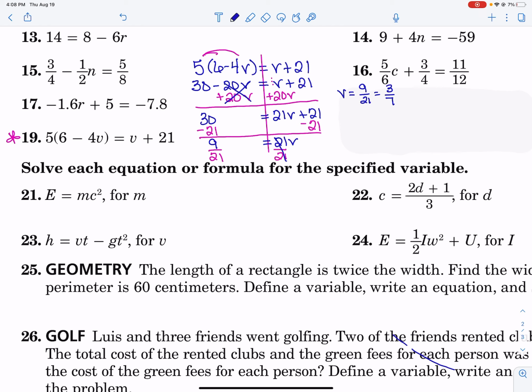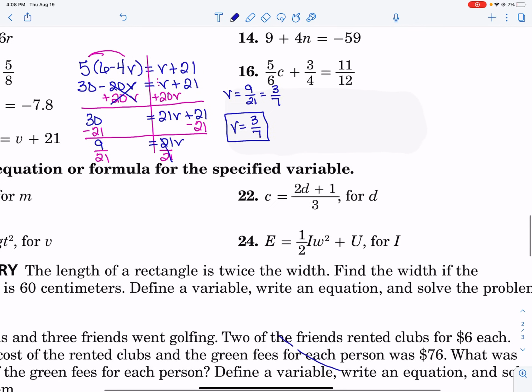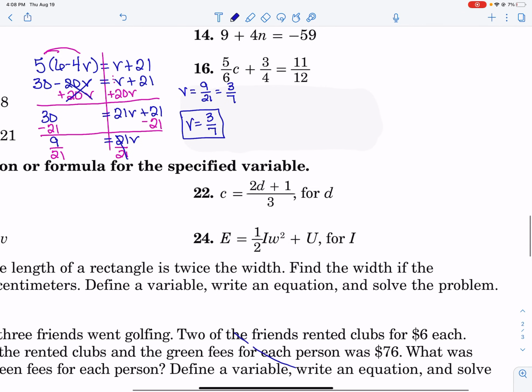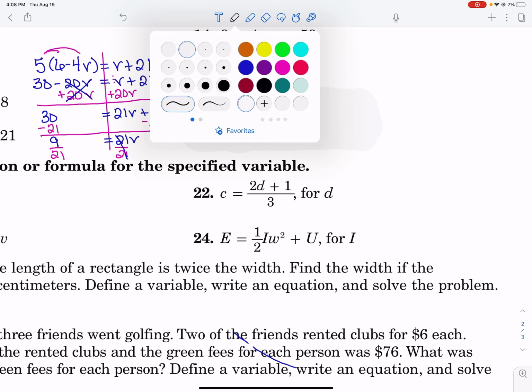Okay. Now we still have to check our answer. So keeping in mind that V equals 3 over 7 means that we are going to have a fraction that we are going to have to check with. Okay, this is like the second example that we did in class today. All right, so I'm going to go over here to the side and work on that. Let me get rid of some of this stuff that I have here.